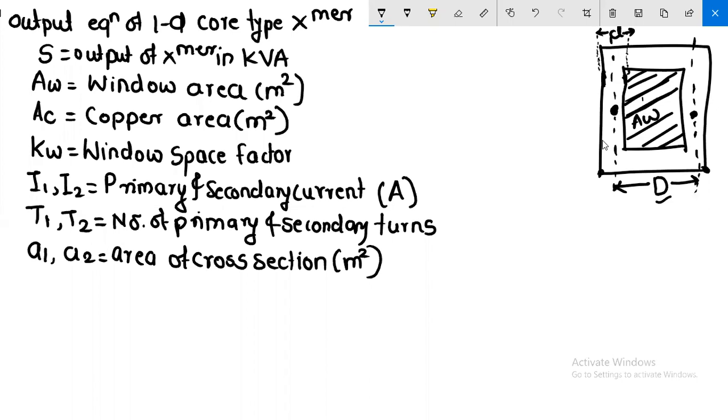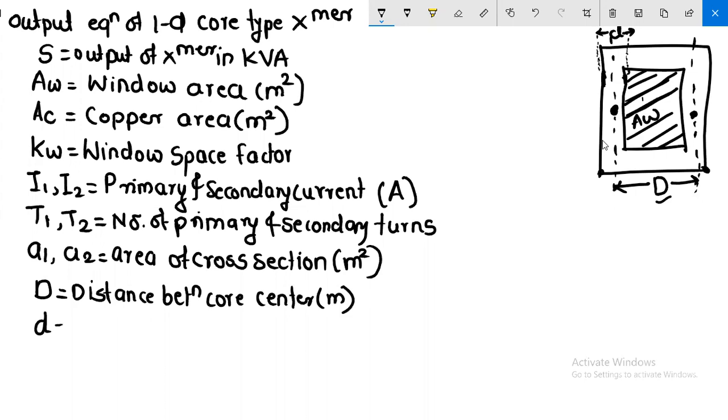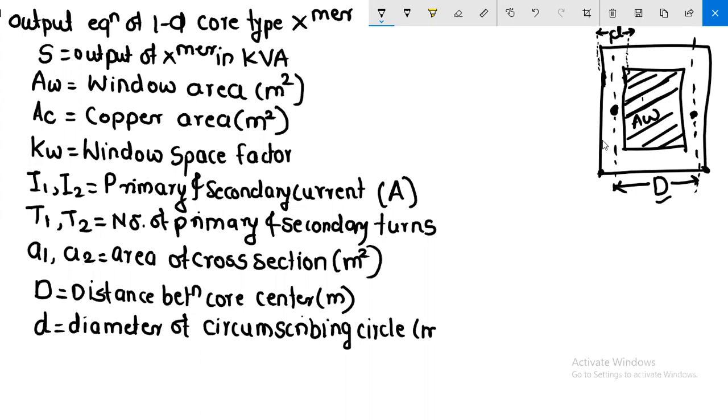Next, capital D. You obviously know what capital D stands for: distance between core centers, which is measured in meters. Then small d, what does small d stand for? Diameter of the circumscribing circle, which is also measured in meters.